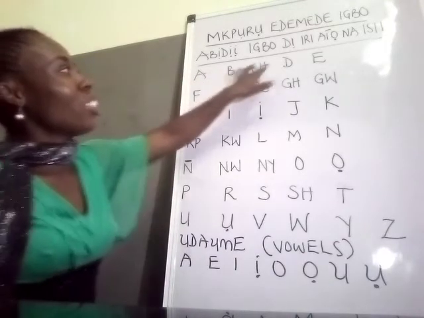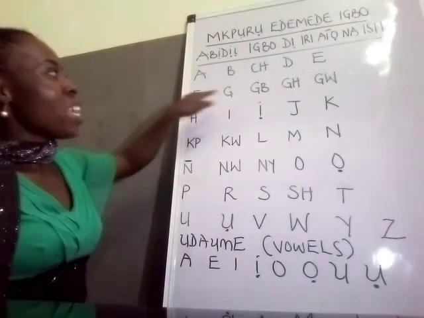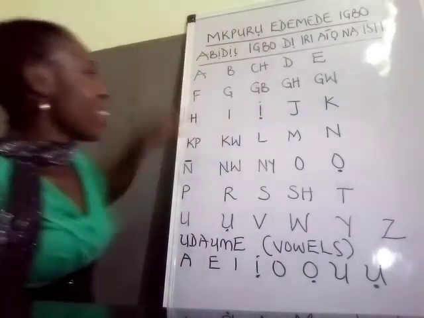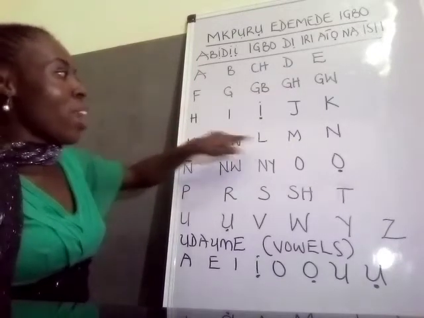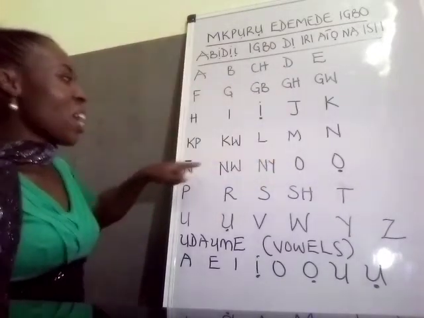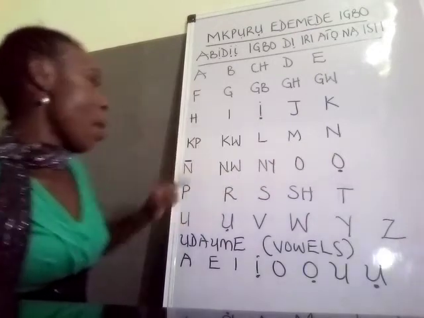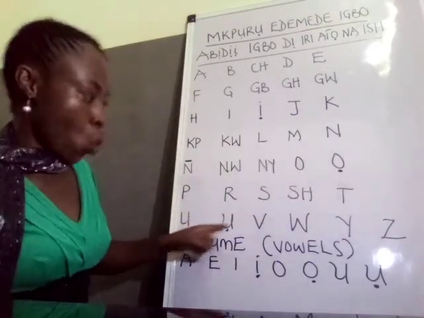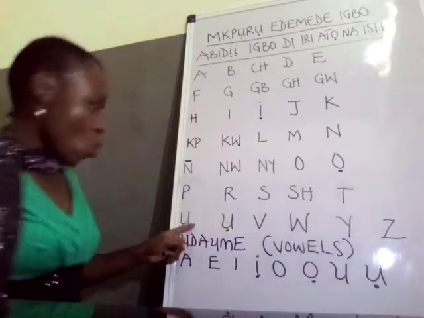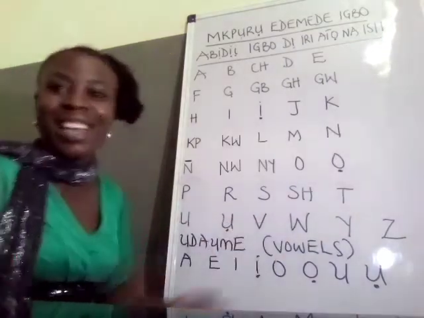A, B, C, D, E, fi, gi, wi, hi, wi, hi, I, je, ke, I, kwele, mene, nge, wenye, o, pi, ri, si, shi, ti, u, vi, wi, ye, ze. U, vi, wi, ye, ze.